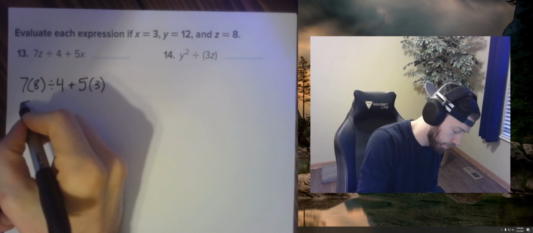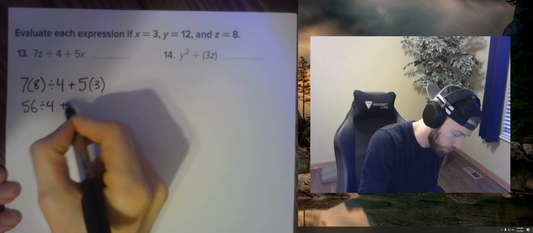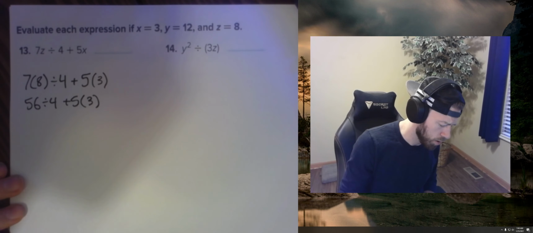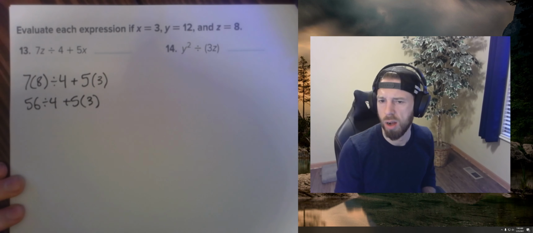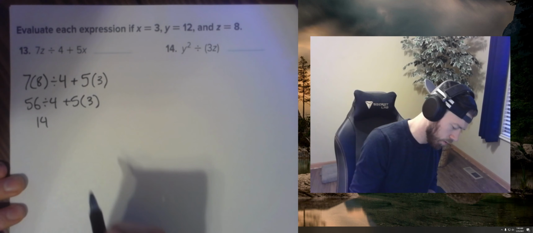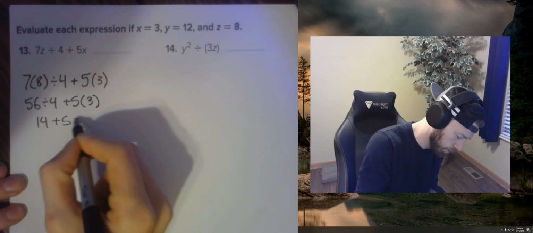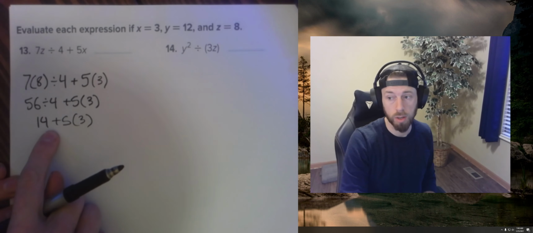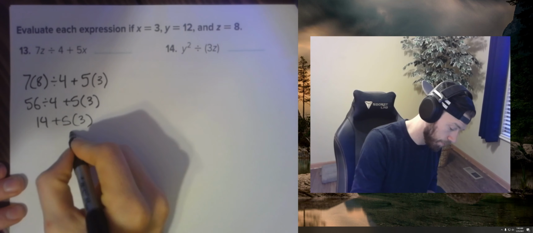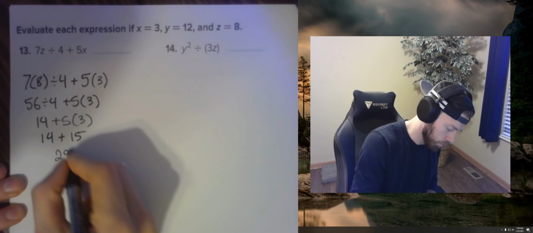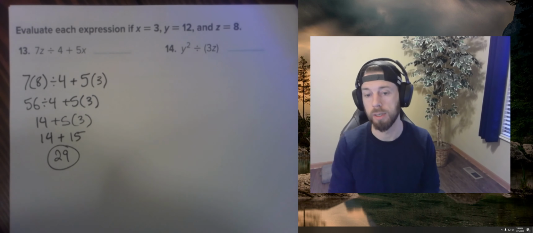So 7 times 8 is 56. I'm just going to rewrite the rest of the problem down. 56 divided by 4. 14 maybe? 14? Yep, 14 plus 5 times 3. And then I'm going to take care of this multiplication before I do the addition. So remember, multiplication will always come before addition. And then finally add these together. 29. Right. And this is what we were practicing last week.